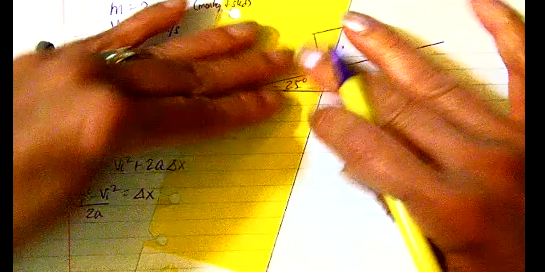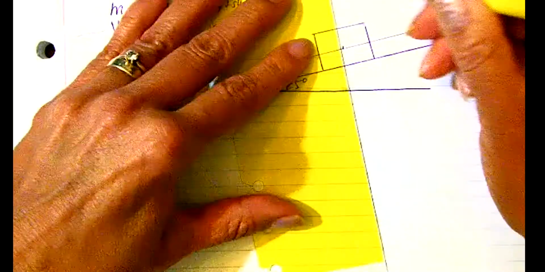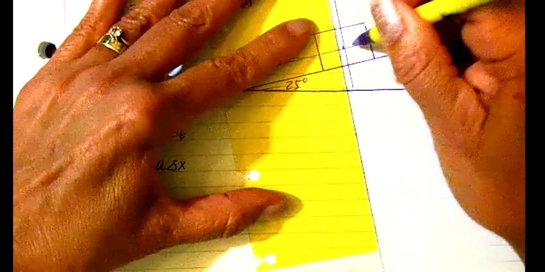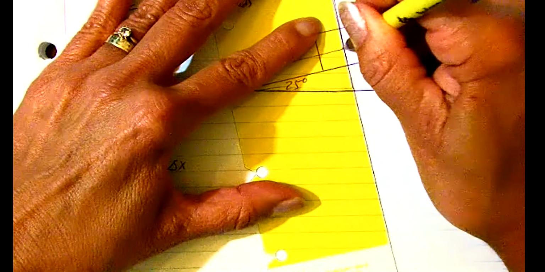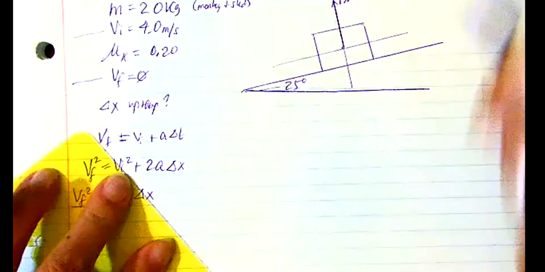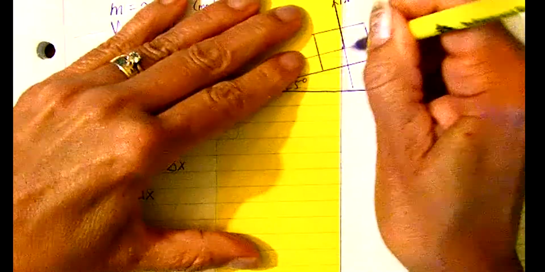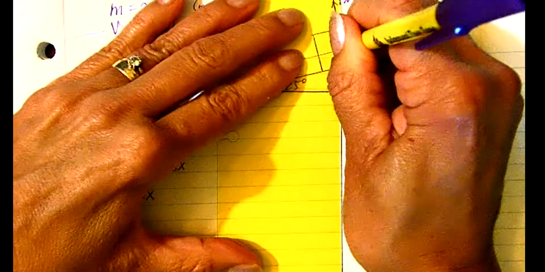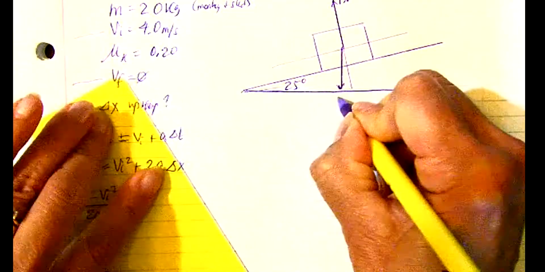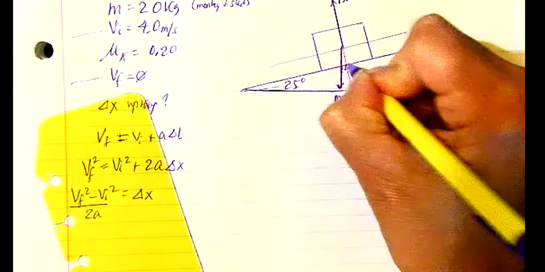All right, let's see. First let me put some axes here. There's your x-axis. There's the y-axis. Okay, so I can see my normal force. I have a normal force here. There's my normal force. All right, I have my gravitational force, mg. That's got to be perpendicular with the ground here. So there's my mg. And then this angle in here has got to be 25.